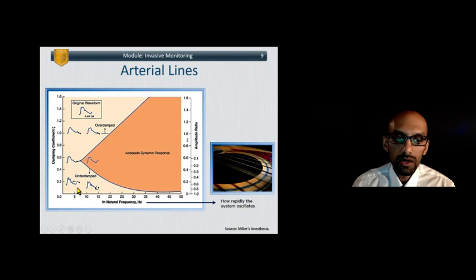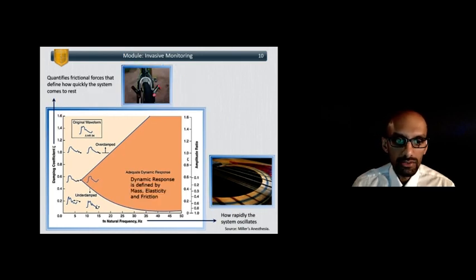And so catheter systems are designed with a certain degree of frictional forces that try to bring the ringing down to rest, and that's what's called the damping coefficient. That's reflective of the frictional forces that define how quickly the system comes to rest, like the brakes on a tire.